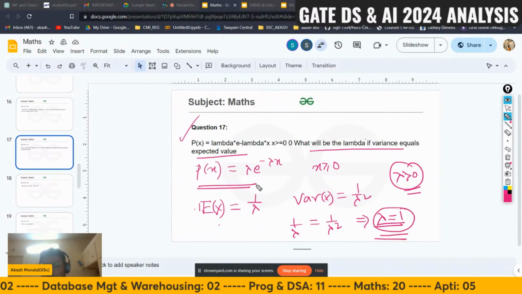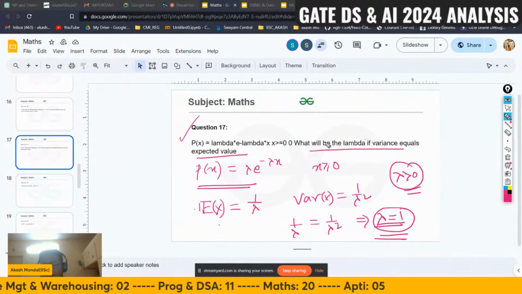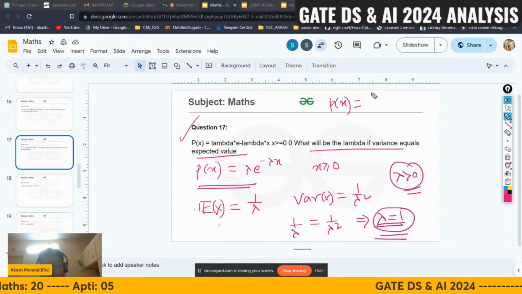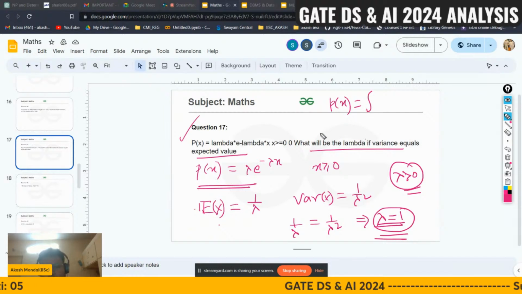Computing expectation and variance is straightforward, right? If you know the formula, you can directly solve it. So let me just do the calculation for you, as some of you might have forgotten it. Okay, let's do it.